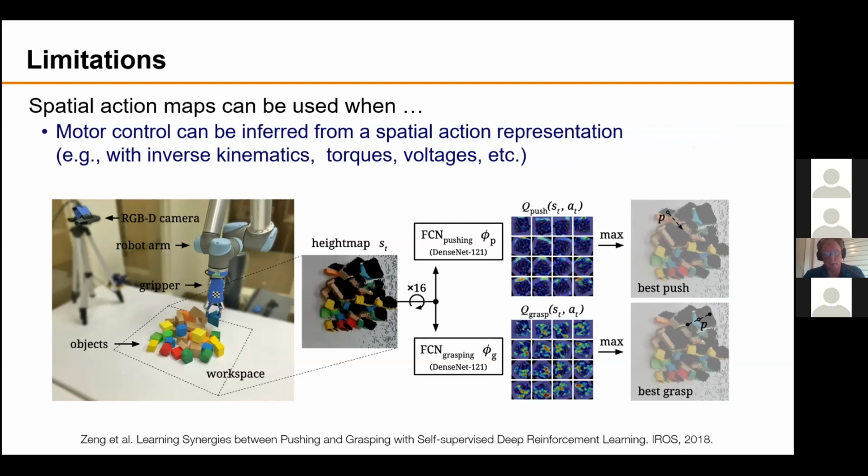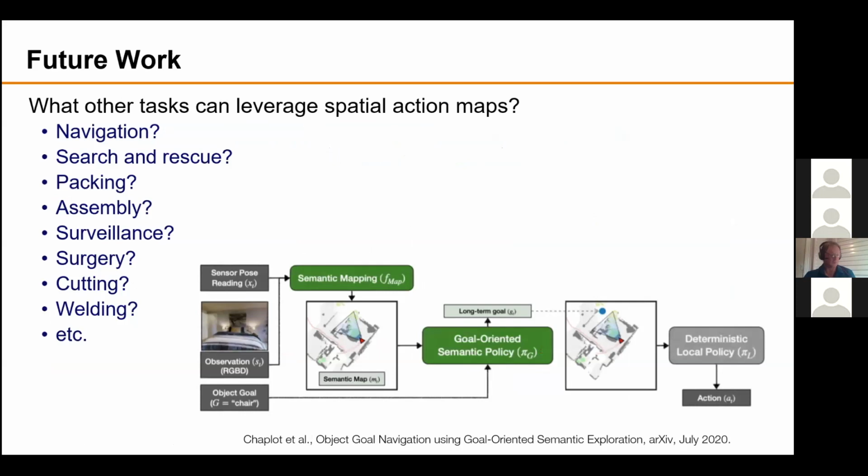Ultimately, we have to give voltages to the robot arm, or we have to give commands that move the wheels of the small robot. In both of the cases that I've investigated, we can go from do that there to the actual inverse kinematics that control the robot arm, or to the commands that move the robot. So this type of approach is only applicable where that's possible. In future work, it would be interesting to look at what kinds of other tasks can be done with spatial action maps.